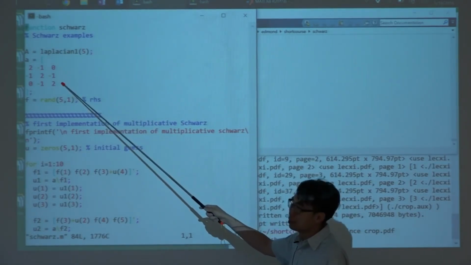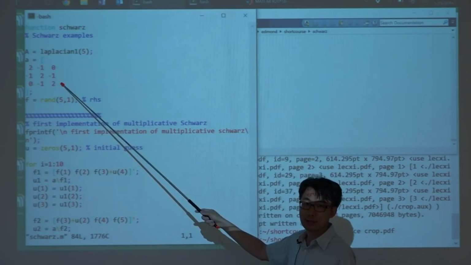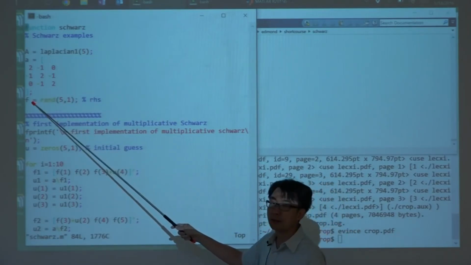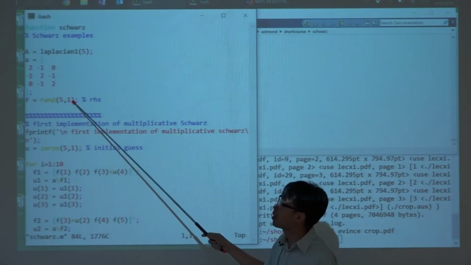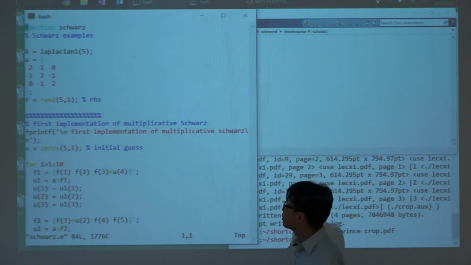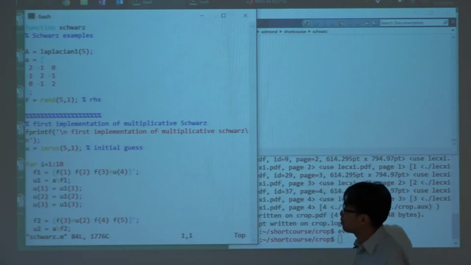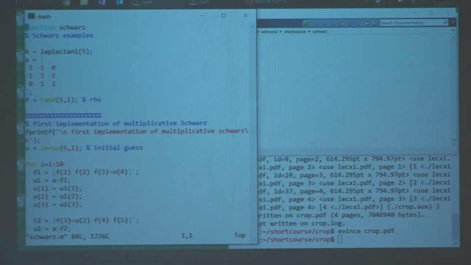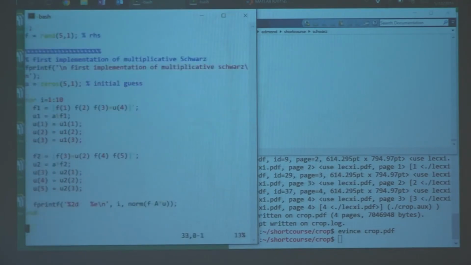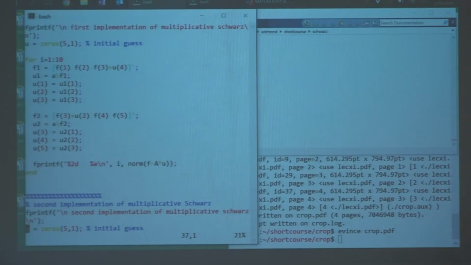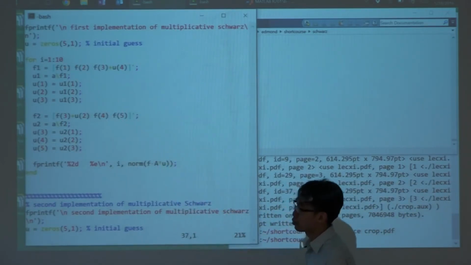And here are the capital A_i's, right? So these are the 3x3 subblocks that you saw before. Okay, and I'm going to use the same f for all of the problems. I'm going to generate the same right-hand side, so the solutions should be the same for the different methods. And here's my very first implementation of multiplicative Schwarz. The initial approximation is 0. Okay, and then I'm going to take 10 iterations.